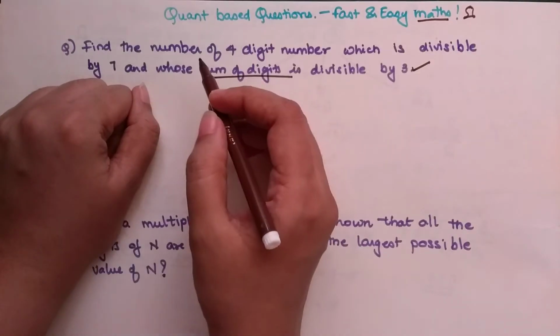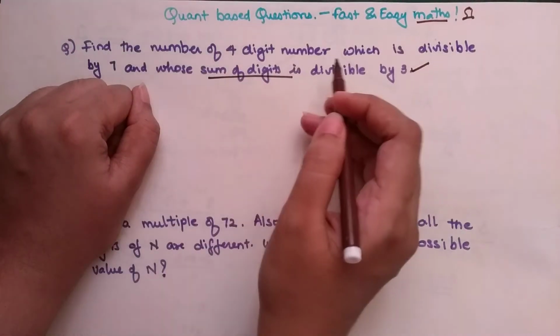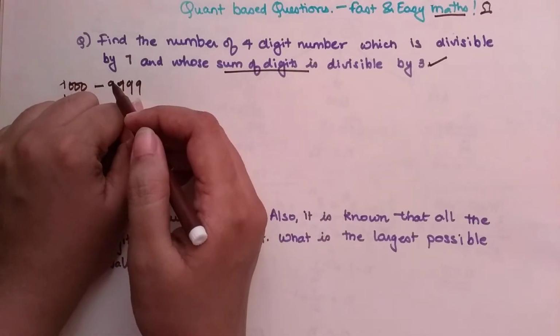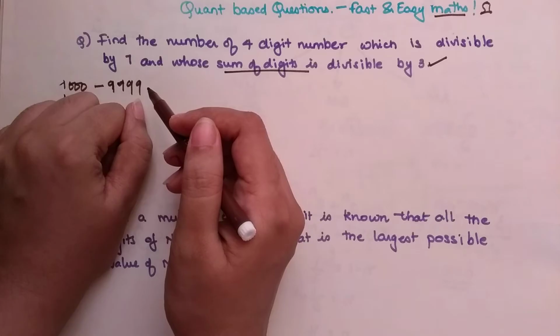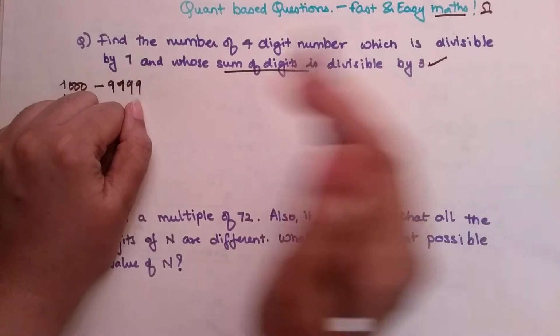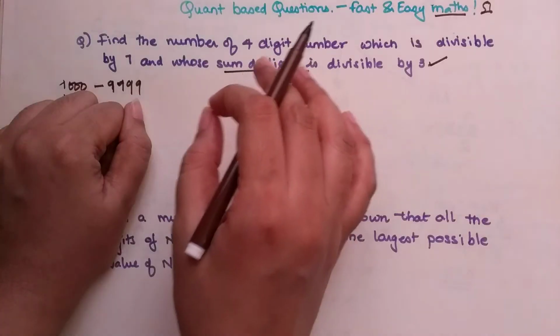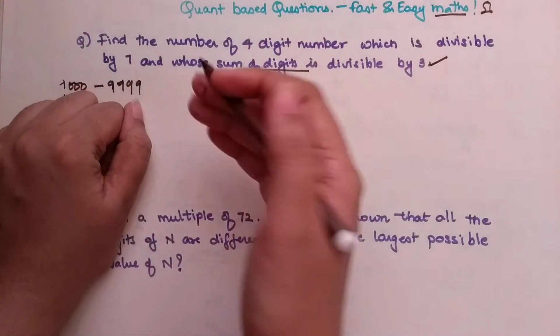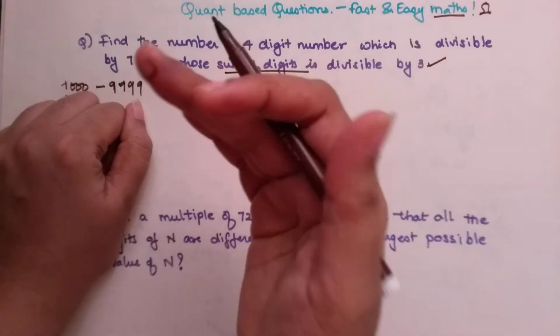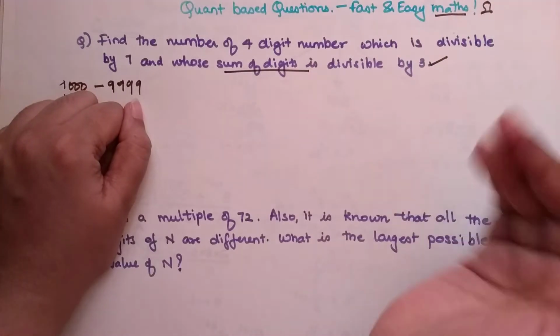Now over here we need to find the number of four-digit numbers. So we know that the lowest four-digit number is 1000, and the biggest four-digit number is 9999, and we need to check those numbers which are divisible by 7 as well as 3, and figure out how many such numbers are available.